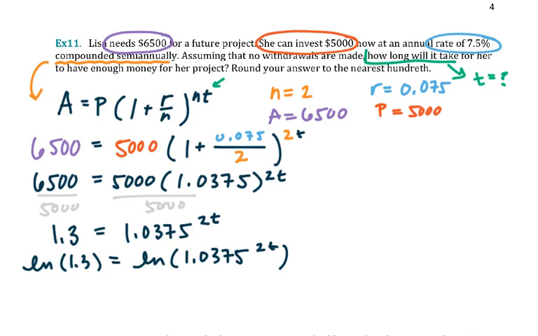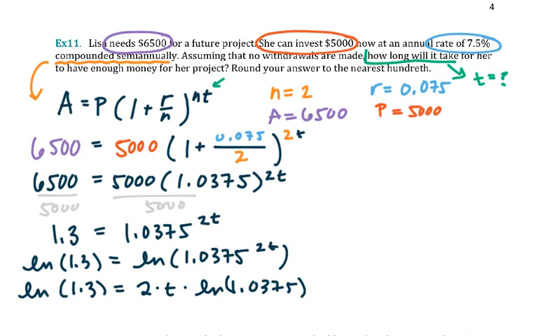Now on the right side of the equation, that 2t can be written in front because we'll use our power rule. So I'll bring that down. The natural log of 1.3 equals 2 times t times the natural log of 1.0375.